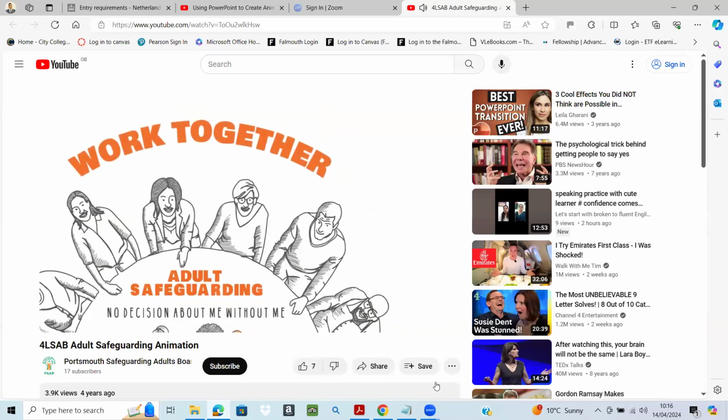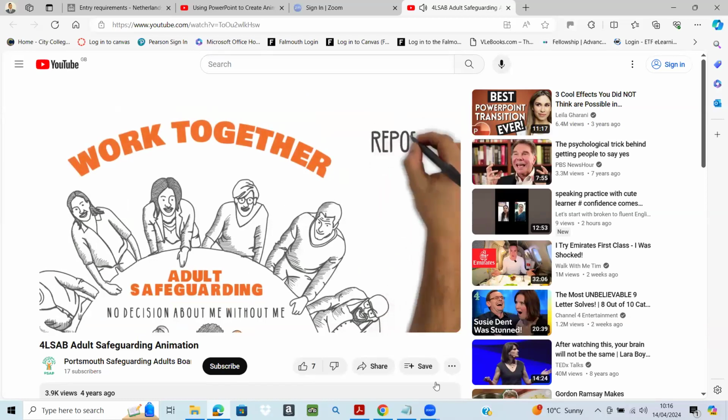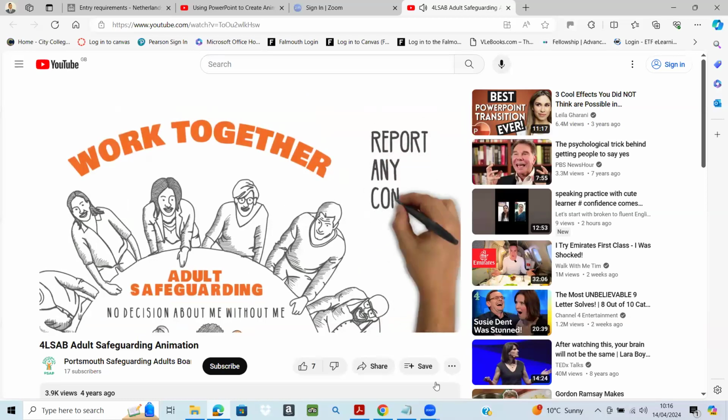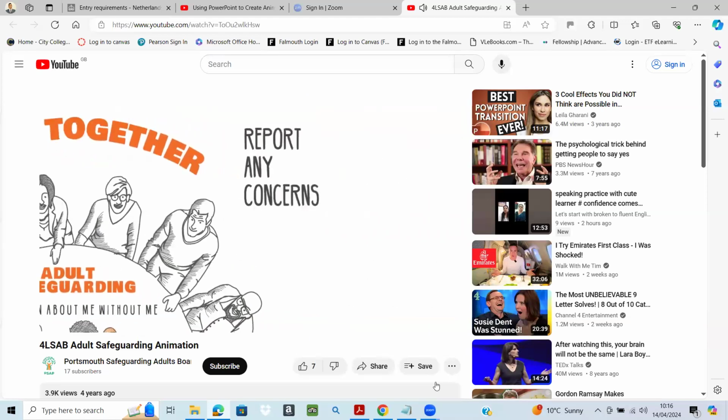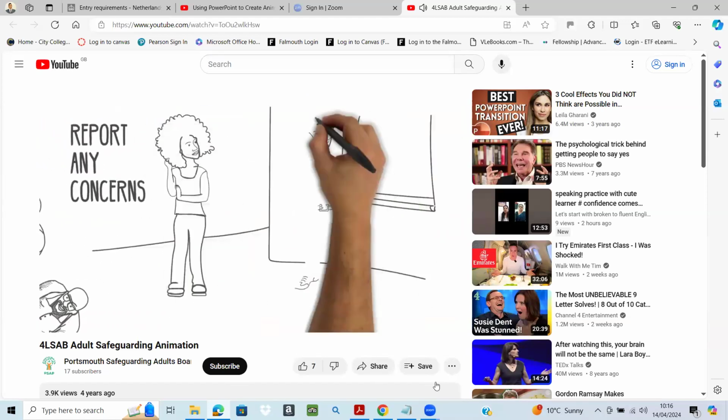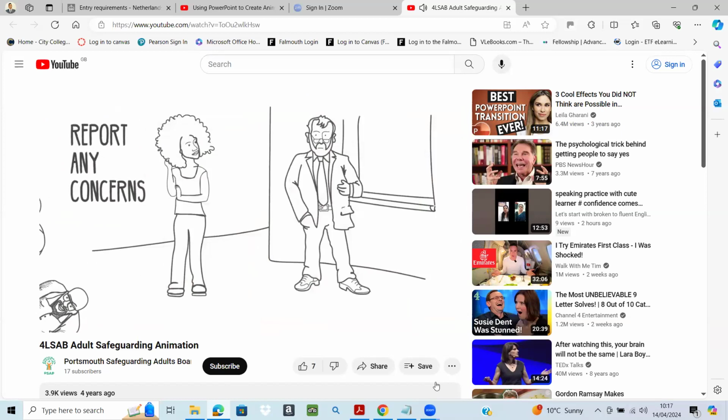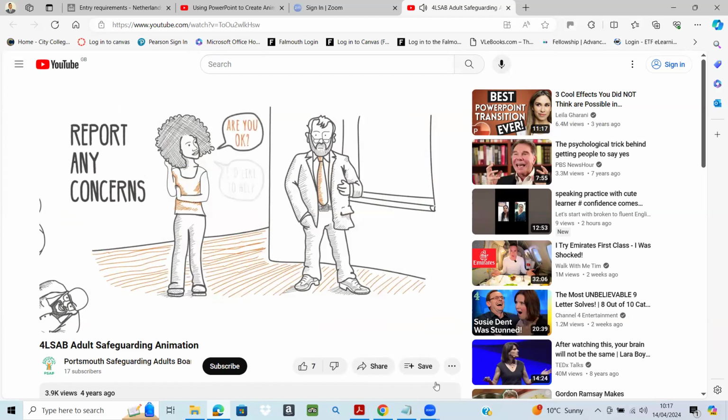We need to work together, and report any concerns. If you're worried about your own or someone else's well-being or safety, you can help by acting now. If you have concerns about someone, speak to them. If something's not right, tell them you want to help. They may want to talk to someone about what is happening to them, or they may want you to speak to someone on their behalf.